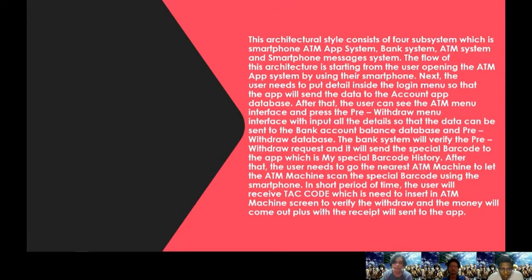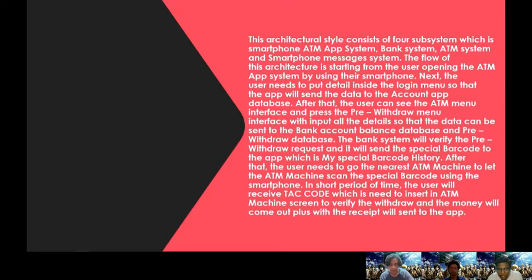After that, the user can see the ATM menu interface and press the pre-withdraw menu interface, and then input all the details so that the data can be sent to the bank account balance database and pre-withdraw database. The bank system will verify the pre-withdrawal request, and it will send the special barcode to the app, which is my special barcode history. After that, the user may go to the nearest ATM machine to let the ATM machine scan the special barcode via the smartphone.